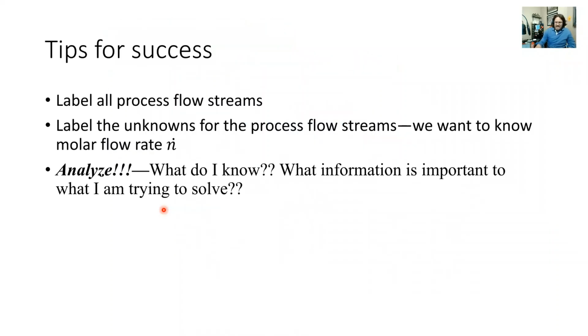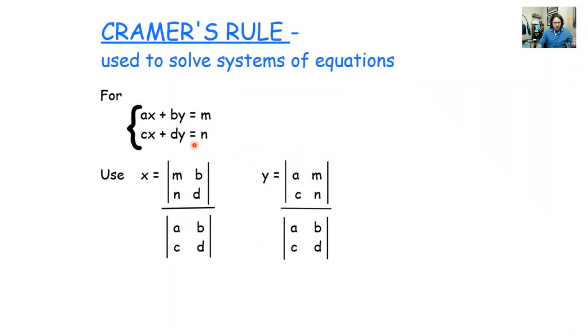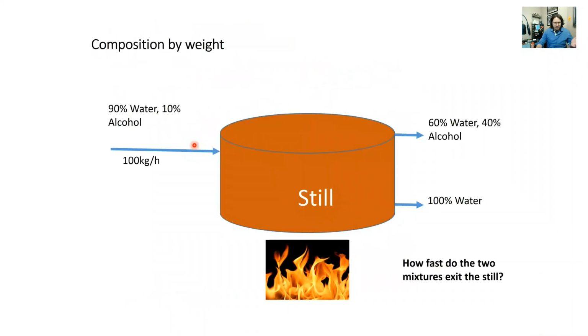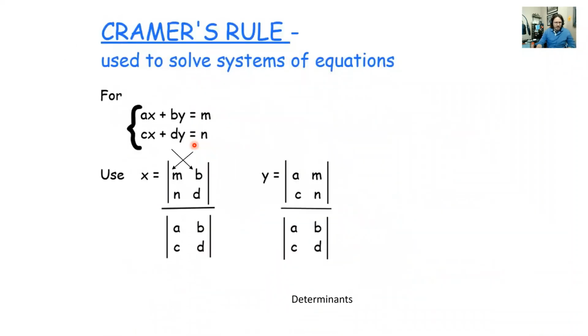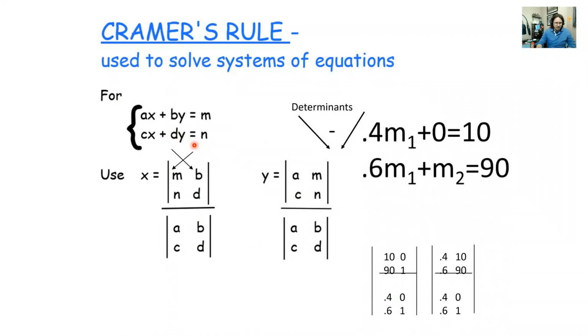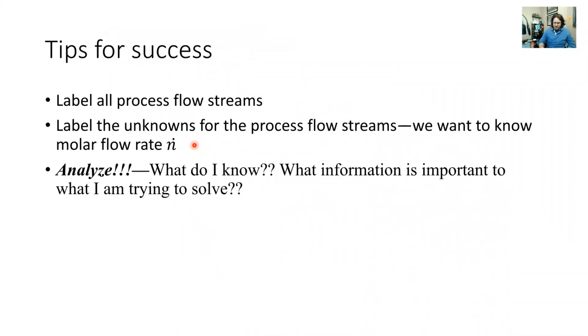So tips for success. I said this in the solution: label all the process flow streams, and this is actually for the next question. We want to know the molar flow rate, so I got this slide a little bit out of order. In this problem, we wanted to know the mass flow rate. This next one we're going to look at, we want to know the molar flow rate, and it's a little bit more complicated because there's different nomenclatures, but we'll work through it, and it'll be pretty cool.